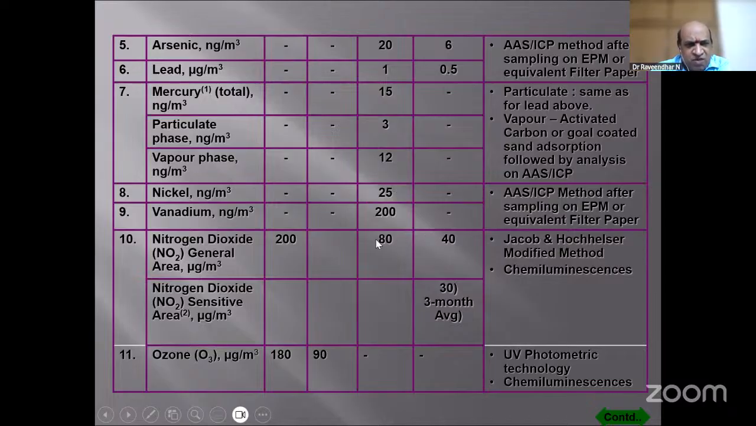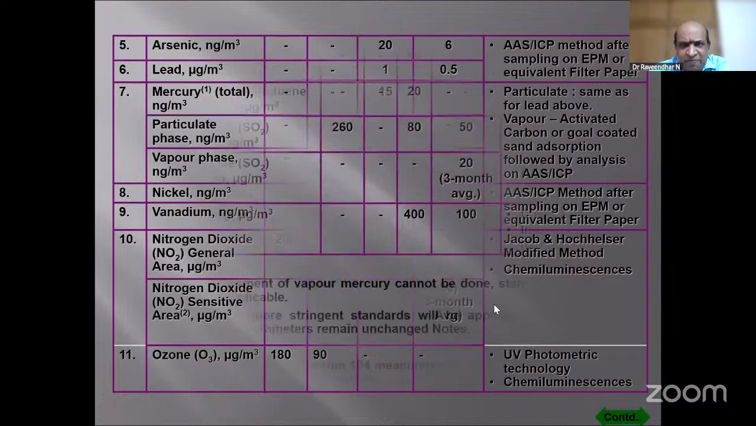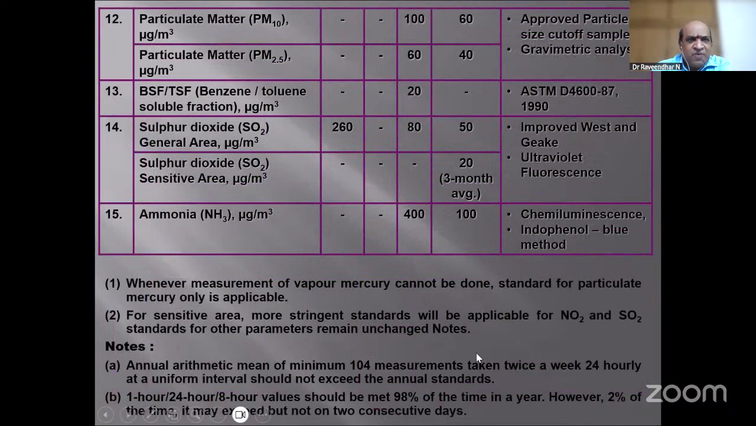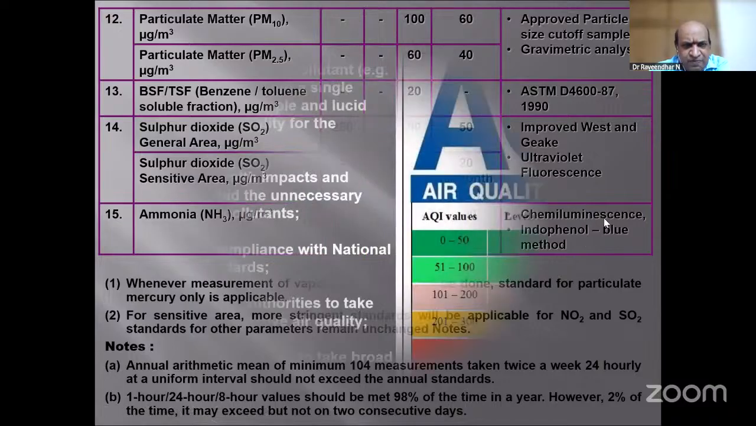Then nitrogen dioxide, we have already discussed. Nitrogen dioxide we give individually. Ozone we have also recently given a limit. Then particulate matter, we already have. Then benzene soluble fraction, all other things are given. This I think we are not required. Sulfur dioxide is already given.